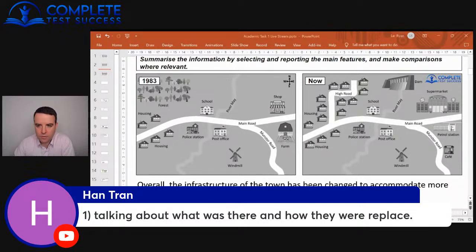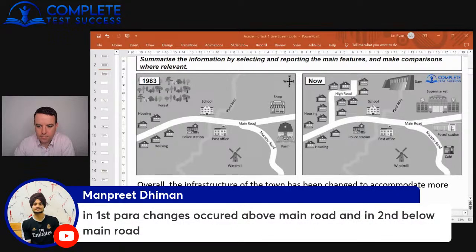I'm not really sure. Main road. Yeah, that's more what I would go for personally, Manpreet. This is the one I like to do. Kind of cut the map in half.